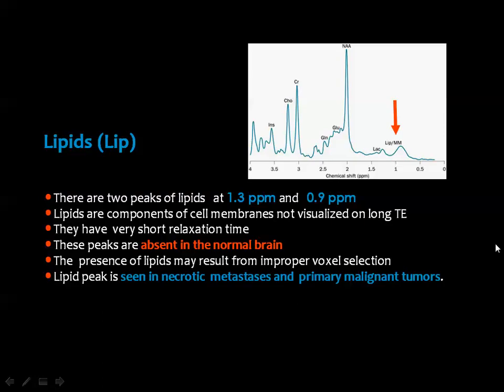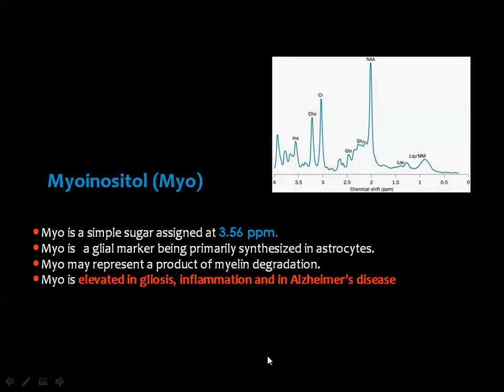Then lipids are usually located very close, at 1.3 and 0.9 ppm, and the lipids are not present in the normal brain tissue. But lipids can be seen in necrotic brain tumors like glioblastoma multiforme, for example, and metastatic deposits.